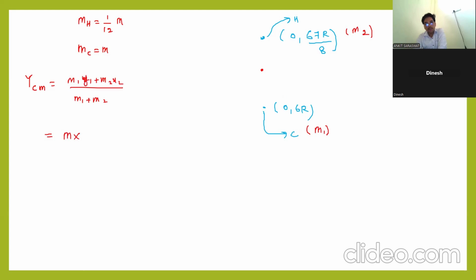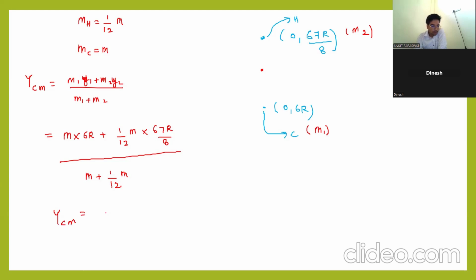YCM, so we will write M1 Y1 plus M2 Y2. Y1 is 6R, plus its mass, the mass of the hemisphere, is 1 by 12 M, and its Y2 coordinate is 67R by 8, divided by the total mass, M plus 1 by 12 M, that is 13 by 12 M. So you just solve, how much total YCM will become? Just solve this. What is the answer? If you solve, you will get 643.